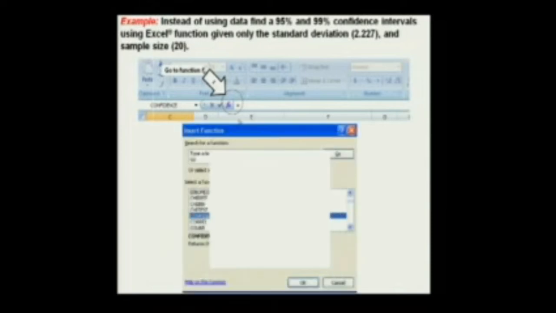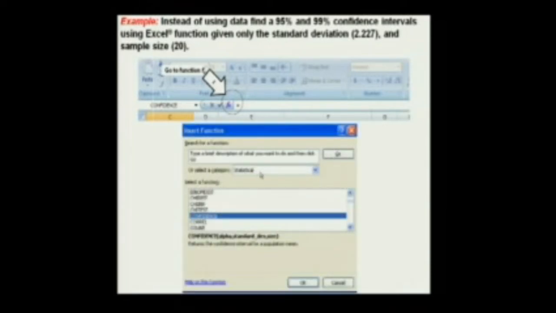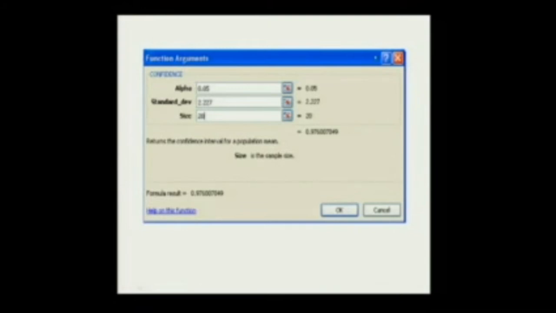Another way to do that, instead of using data, is to go straight with the statistics we have. If we go to function in Excel and go to statistical, as we did before, and then select confidence, we have to be very careful, because when we press OK, we're going to get a menu that will look something like this. And in the menu we are required to put alpha.